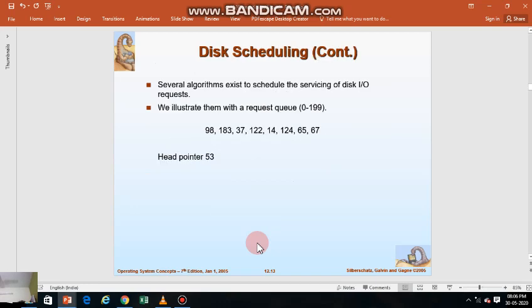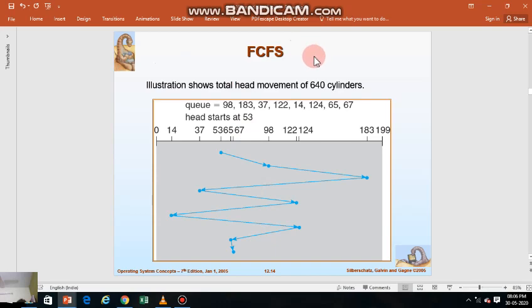There are several algorithms existing for it, and among them we'll first look at FCFS. What is FCFS? It is the first come first served algorithm. In this algorithm, we have certain requests in a queue. As I said before, if the arm or the system is idle, it will immediately serve the request. But if it is busy, it will keep the requests in the queue. So that is what the queue is.